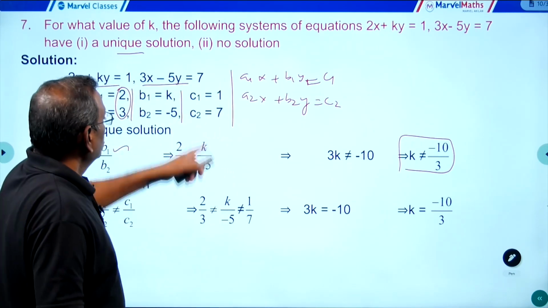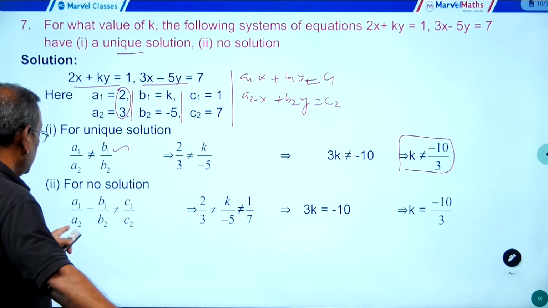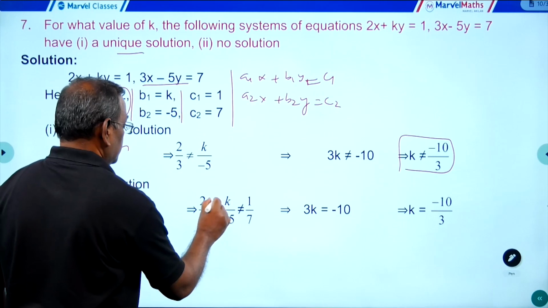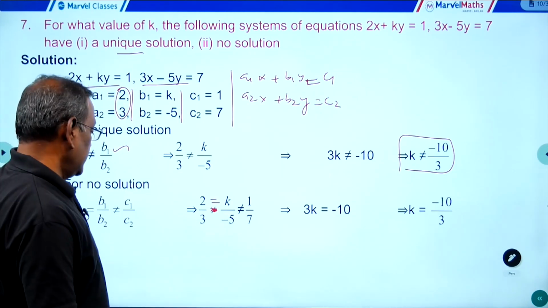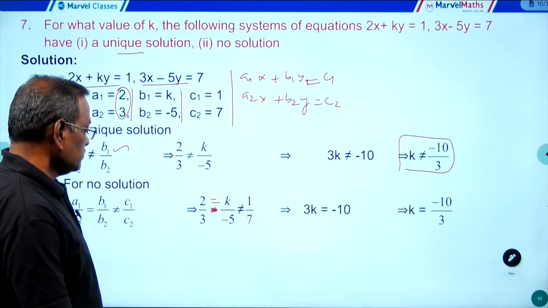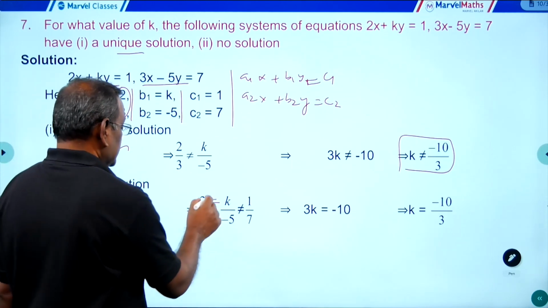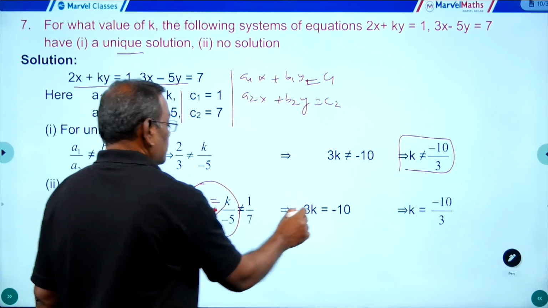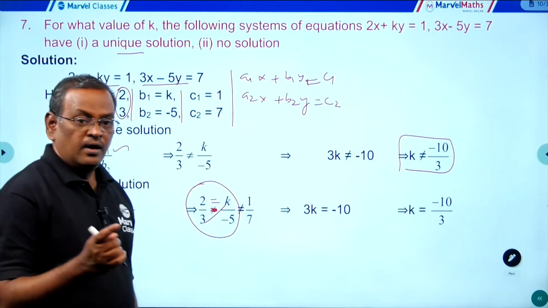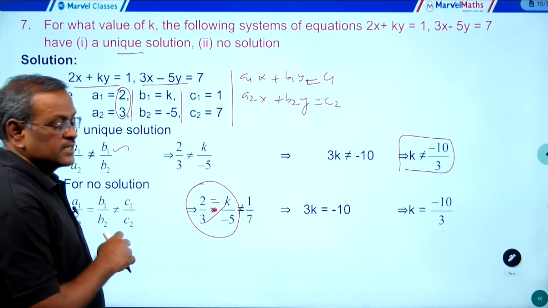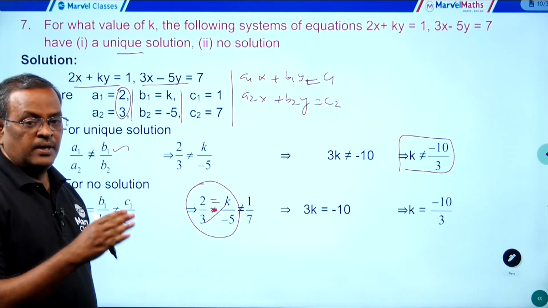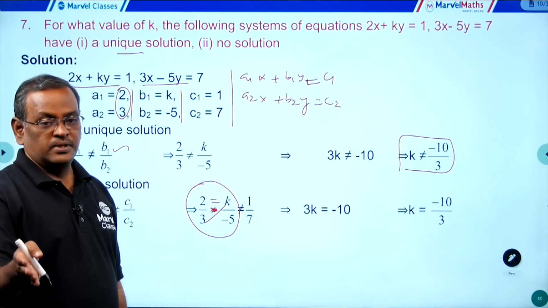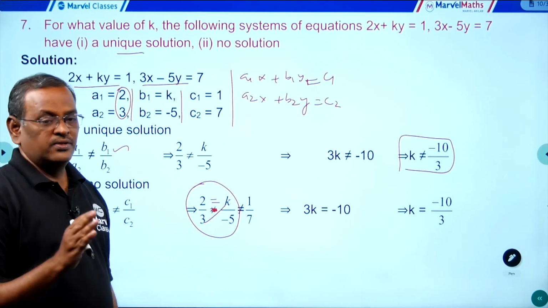Now second case, no solution. For no solution, a1 by a2 equal to b1 by b2 not equal to c1 by c2: 2 by 3 equal to minus k by 5 not equal to 1 by 7. So first, as usual, for no solution take this condition, 3k equal to minus 10, k equal to minus 10 by 3. Also I have to prove, as I already explained in the previous sum, either a1 by a2 not equal to c1 by c2 or b1 by b2 not equal to c1 by c2.